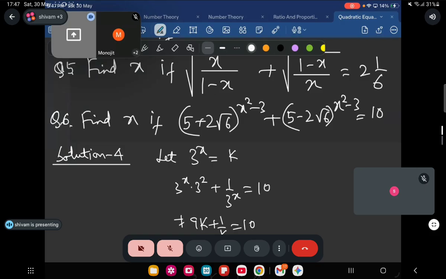Okay, show me your students. How are you getting this answer? Okay, start. Let me start. You can see that 5 plus 2 root 6 into 5 minus 2 root 6 is 1. That means, can I say that both the terms are reciprocal to each other? Tell me. Can I say this? Shweta, are you getting? If 5 plus 2 root 6 into 5 minus 2 root 6 is equal to 1.